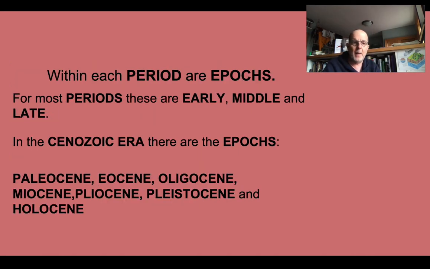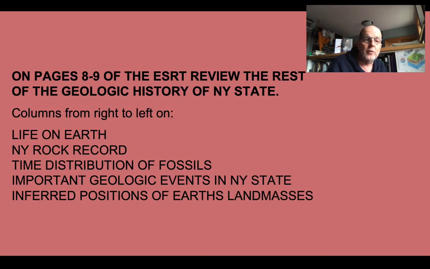Within each period are epochs. For most periods, these are early, middle, and late. In the Cenozoic era, there are epochs: Paleocene, Eocene, Oligocene, Miocene, Pliocene, Pleistocene, and the current, which is ending and going to the Anthropocene, the Holocene.